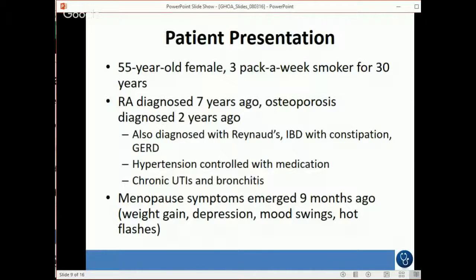So she's had an extreme weight gain recently, a lot of depression, mood swings, the hot flashes. Some of you all out there know exactly what I mean.